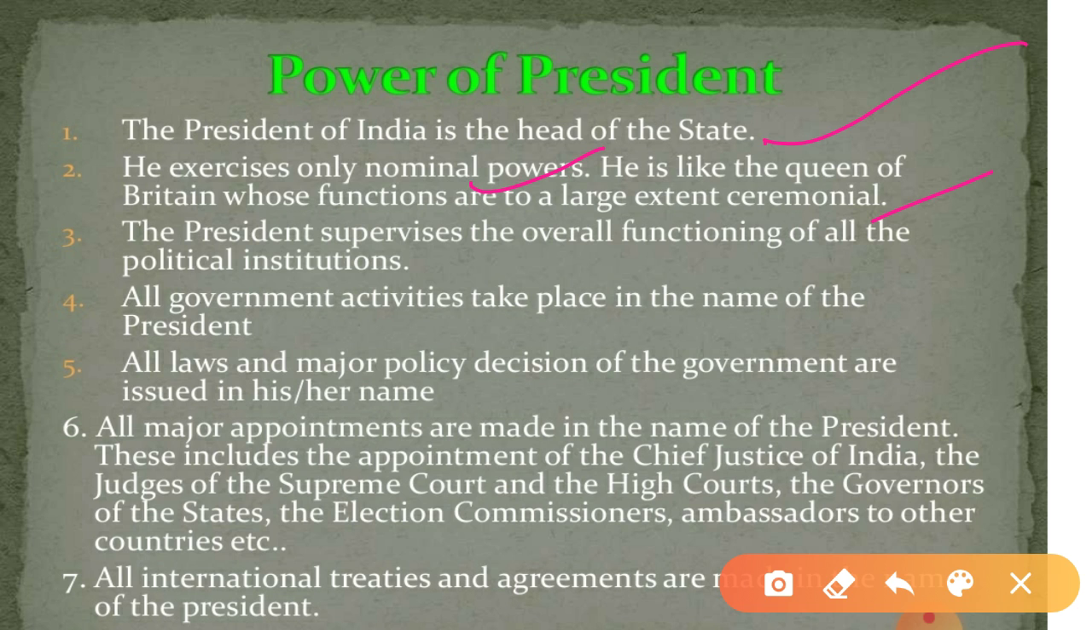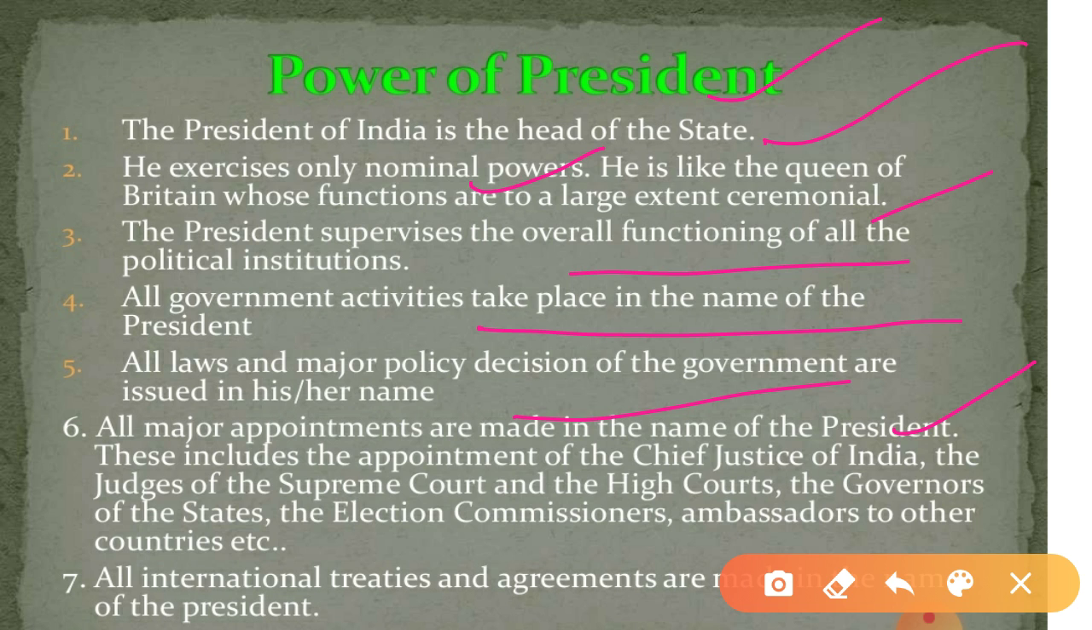The president supervises all the functionaries of the country and political institutions, meaning each and every work is done in the name of the president of the country only. All government activities take place in the name of the president. All laws and major policy decisions of the government are issued in his own name. So basically he is head of the state, not head of the government. All major appointments are made in the name of the president. So policy decisions, major appointments, activities, each and everything is done only in the name of the president.